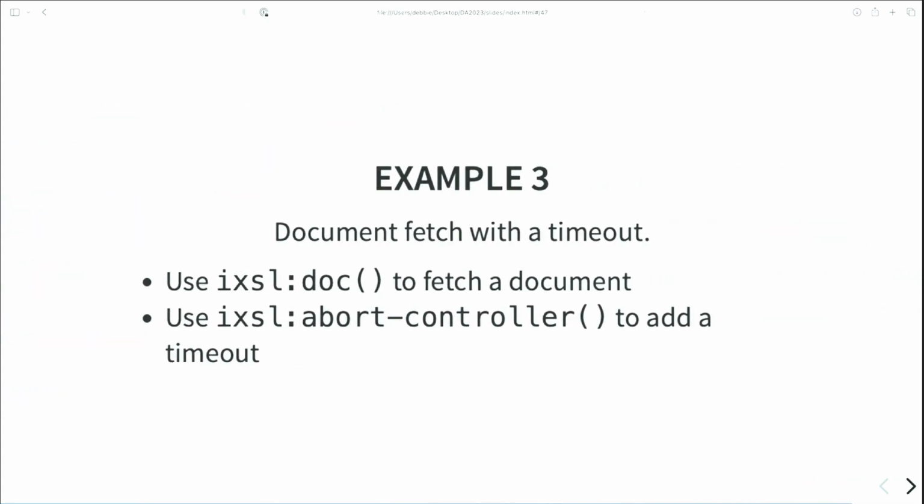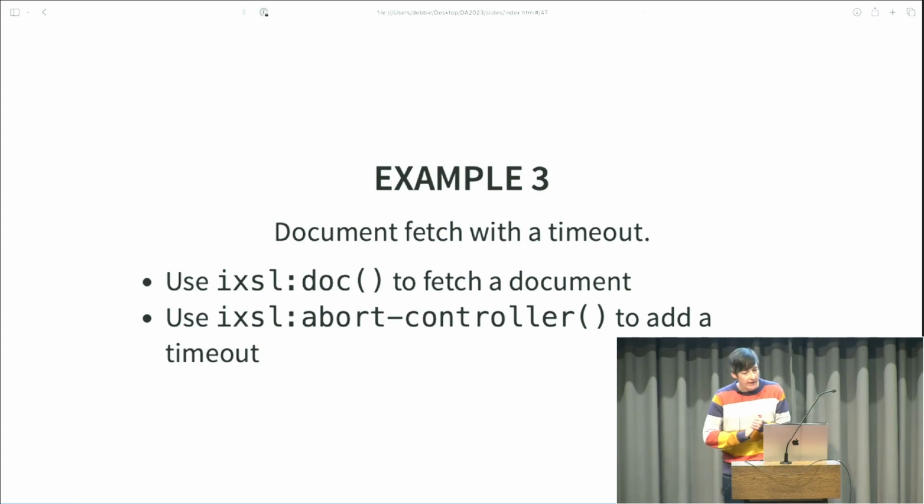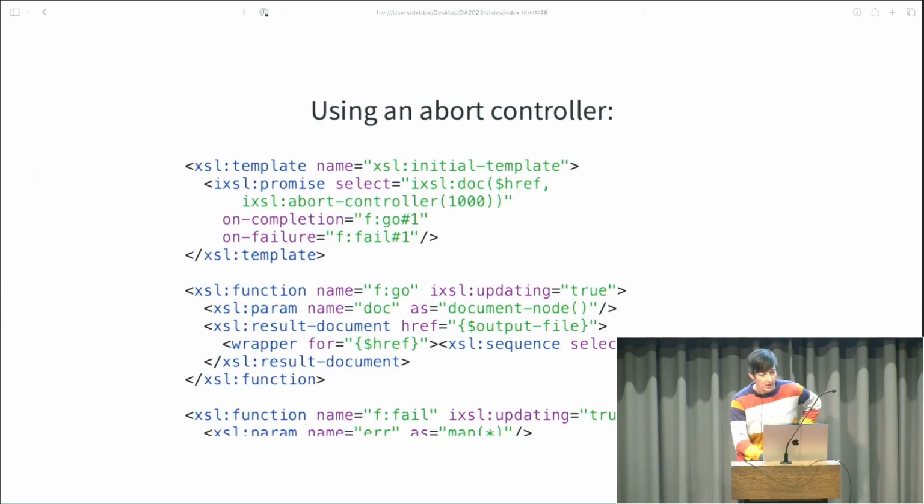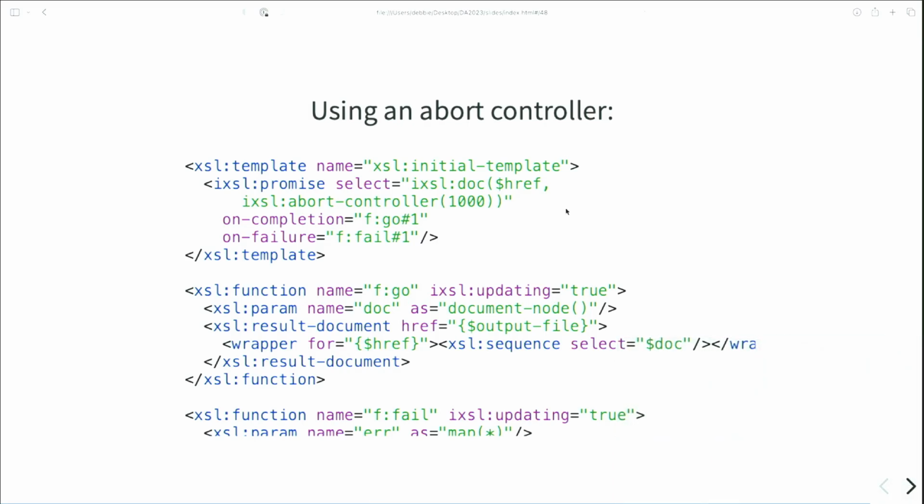And then one more example, just to see what abort controller looks like. So we're going to fetch a document, but have a timeout on that fetch. And that could look like this. So you'd have an ixsl:doc call and supply as your additional argument an abort controller, which will abort the fetch after 1 second, so 1,000 milliseconds. And then what you might want to do with that.